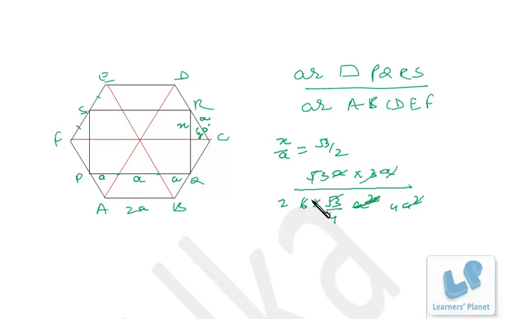So precisely it is 4 by 2, or we can say, sorry, this and this is also cancelled, so it's 1 by 2. Okay.